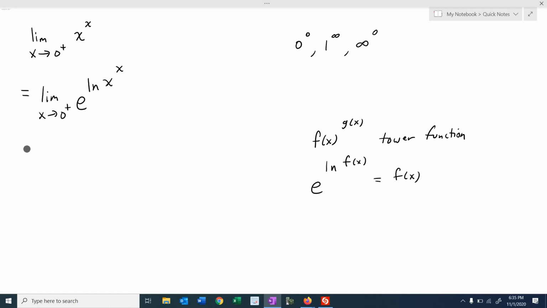Now the nice thing about this is, since e is a base that is constant, it's fixed, it turns out that to evaluate this limit, you could just simply find what the exponent is getting closer to. After all, the only thing that's changing here is x, this x value and this x value. The e is not changing. e is a fixed number. So this is equivalent to taking e and raising it to the limit of ln of x to the x, as x approaches 0 from the positive side.